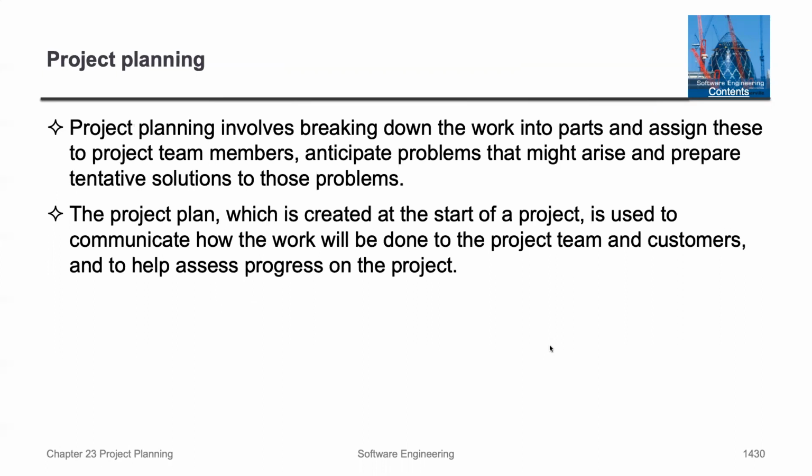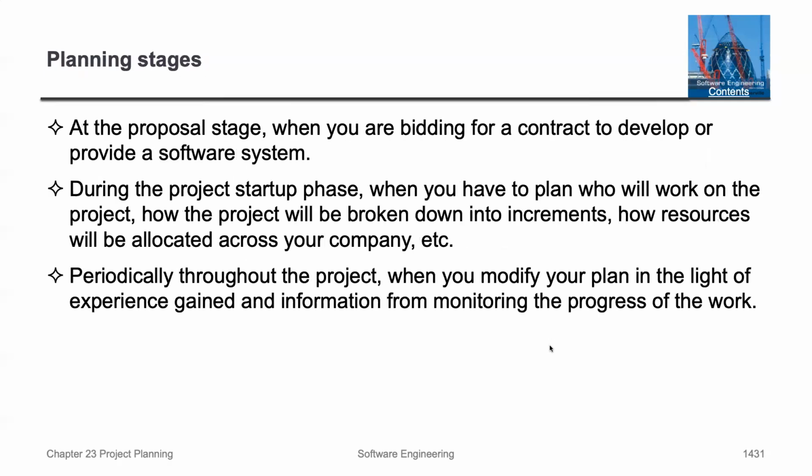to keep a project on track. Project planning involves breaking down the work into parts and assigning these to project team members, anticipating problems that might arise, and preparing tentative solutions to those problems. The project plan, which is created at the start of a project, is used to communicate how the work will be done to the project team and customers, and to help assess progress on the project.